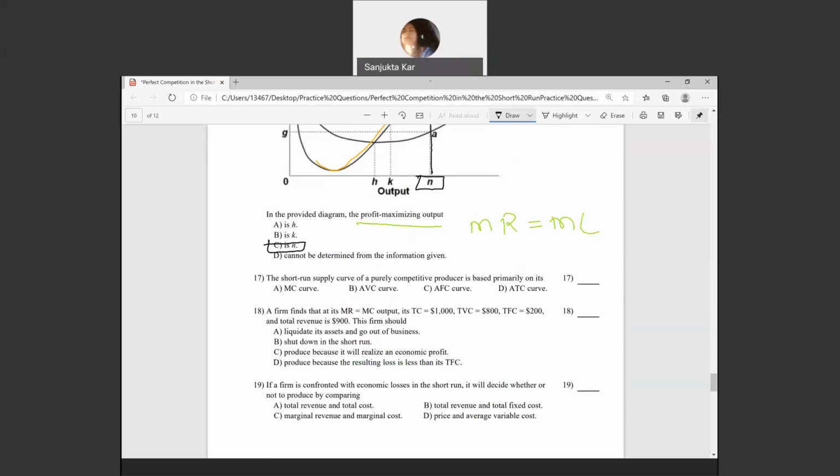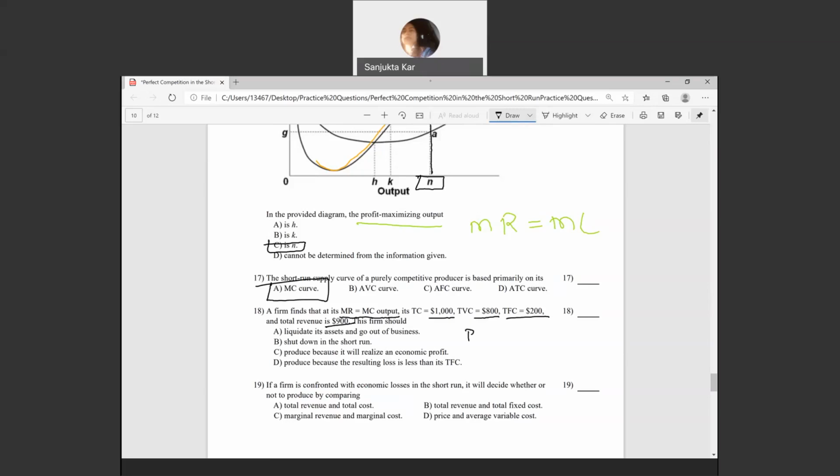Coming down to question number 17, the short run supply curve of a purely competitive producer is primarily based on the marginal cost curve. Question 18. A farm finds that at its MR equal to MC output, total cost is 1000, total variable cost is 800, total fixed cost is 200, total revenue is 900. What would the farm do here?